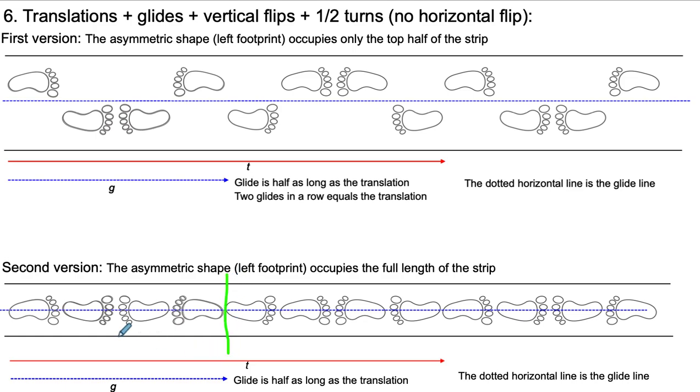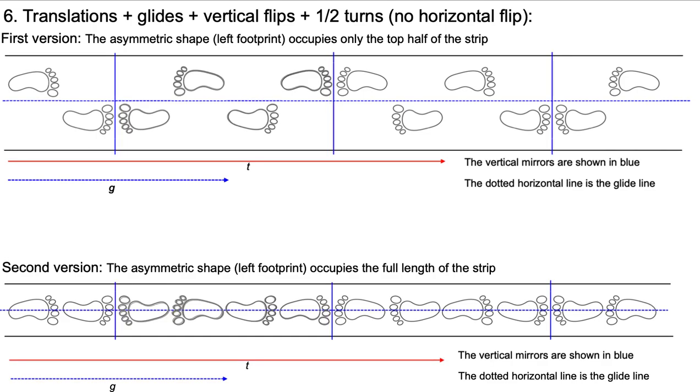The vertical mirrors only happen between pairs of feet that have facing toes. Let's draw those lines. So here are the lines. Now it's important to understand something else here. The vertical mirrors are trapping sets of 4 feet.